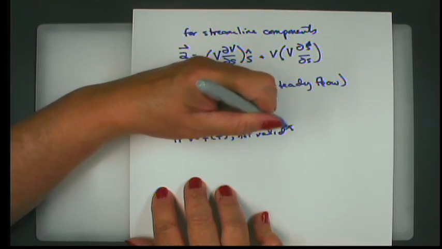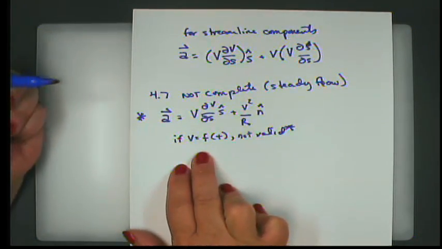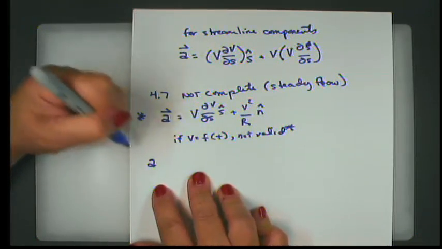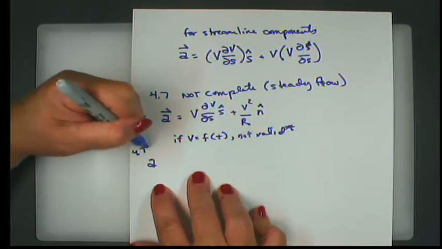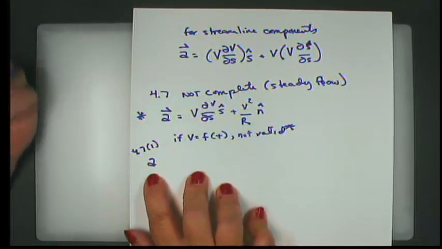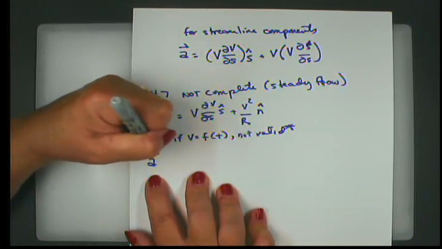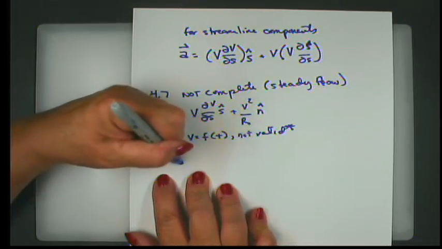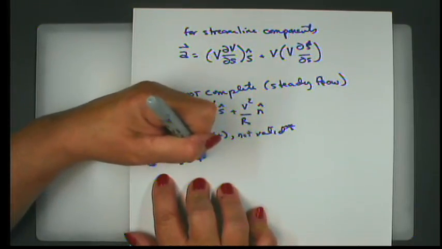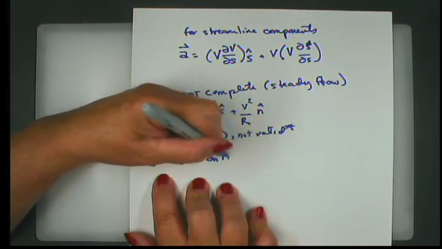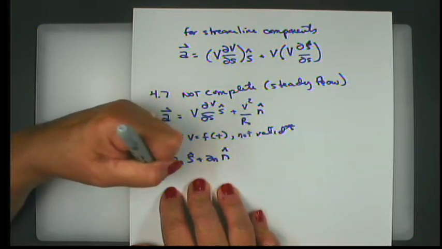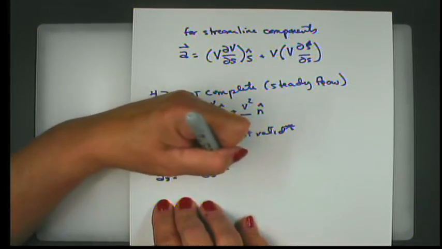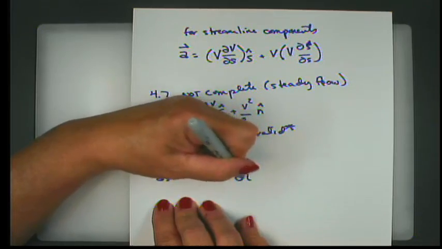So I'm going to just add a little bit to it so that we can make it valid for a case where velocity is a function of time. And so I would call that 4.71, right? It's not in your textbook. But so acceleration in a more general form would be, let's just say, A sub s times S super cap plus A sub n times N super cap. And we could write then that A sub s is equal to V dV ds. Let's also include the dV dt term.